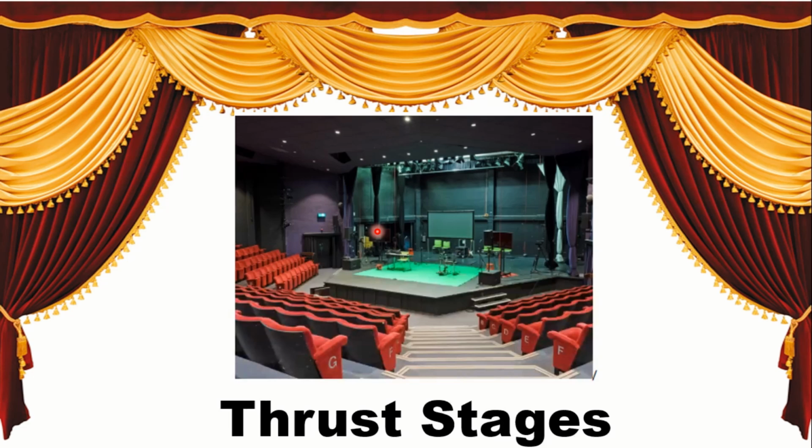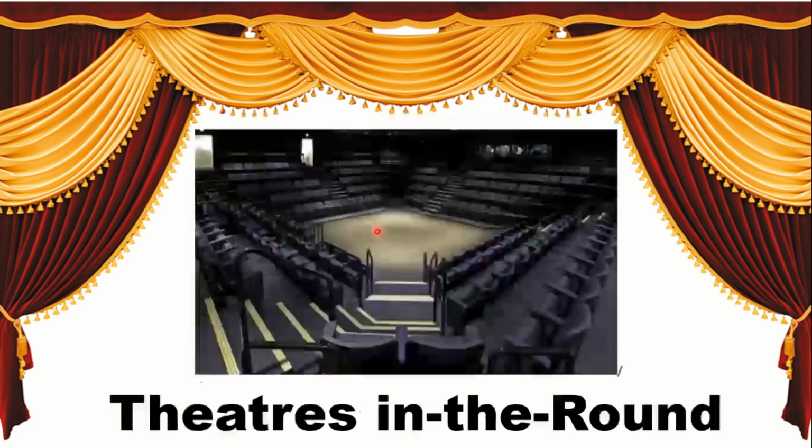Next is thrust stages. So as the name suggests, this projects or thrusts into the auditorium with the audience sitting on three sides. The thrust stage area itself is not always square but may be semicircular or half a polygon with any number of sides. Such stages are often used to increase intimacy between actors and the audience.